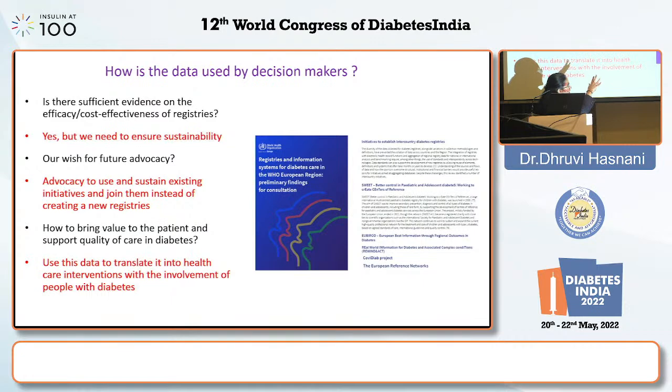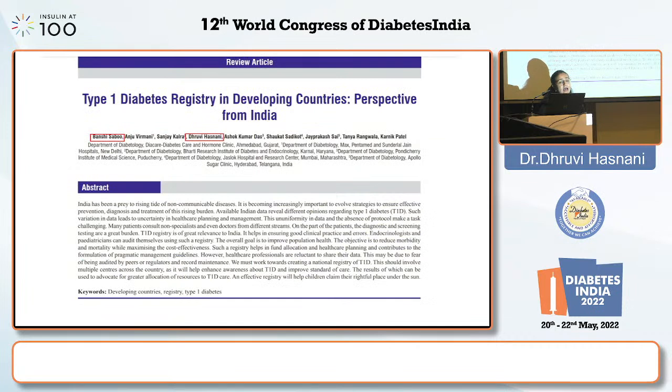This was a WHO and the European reference network examples that we have for the registries, and this is one of our papers. Dr. Banshi Sabu sir and myself were a part of this type 1 diabetes registry in the developing countries, and this was a perspective from India. We did this in 2019, just pre-COVID, when we were almost designated as the hub for Southeast Asia, and we wanted to show the world that the developing countries are equally competent enough in terms of registering the data, coming out with evidence, translating the data into clinically relevant practices.